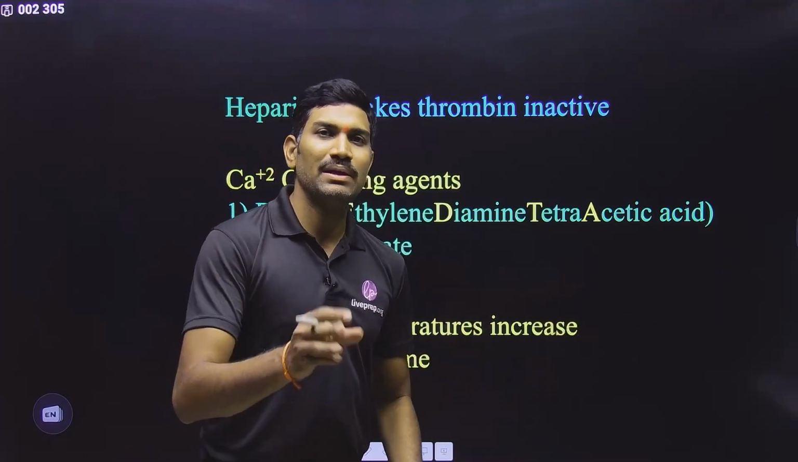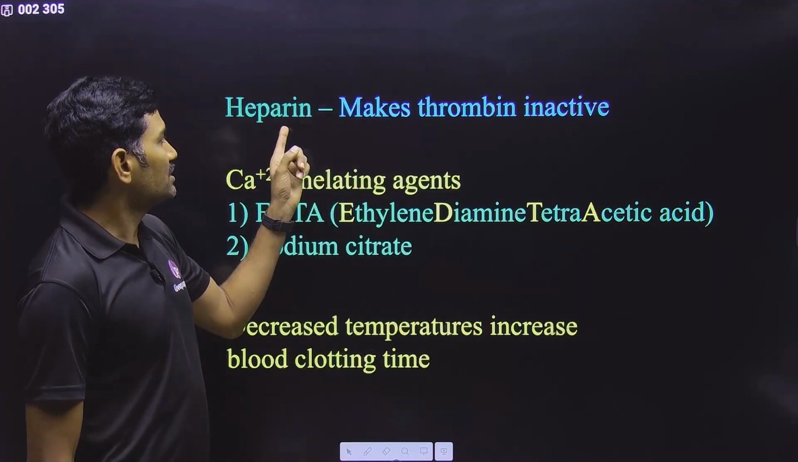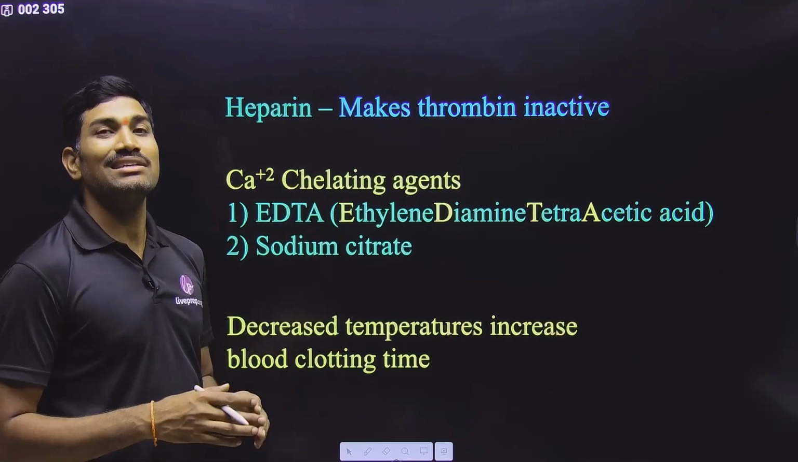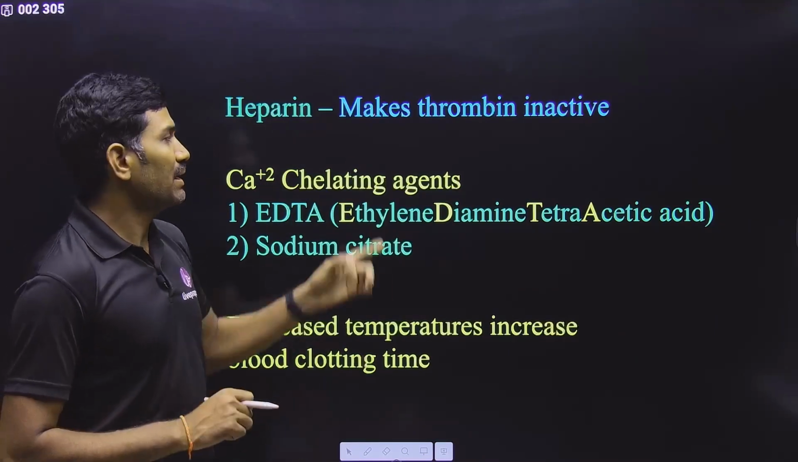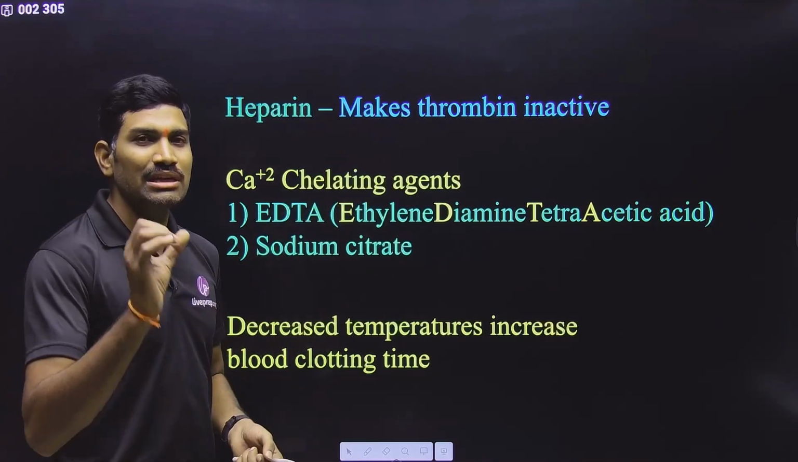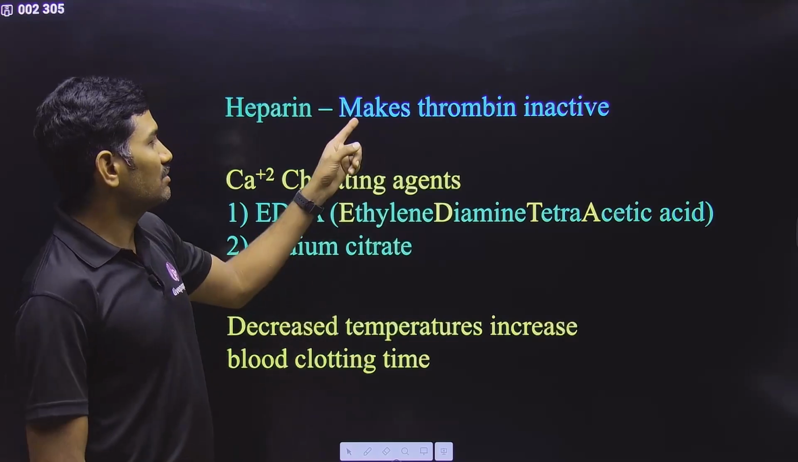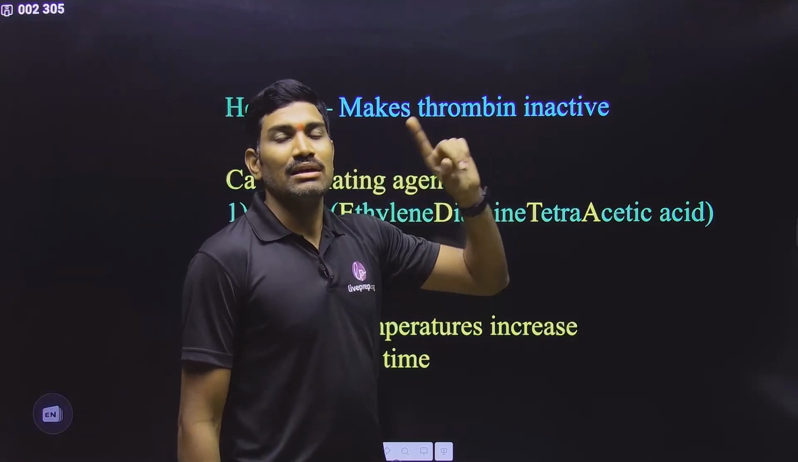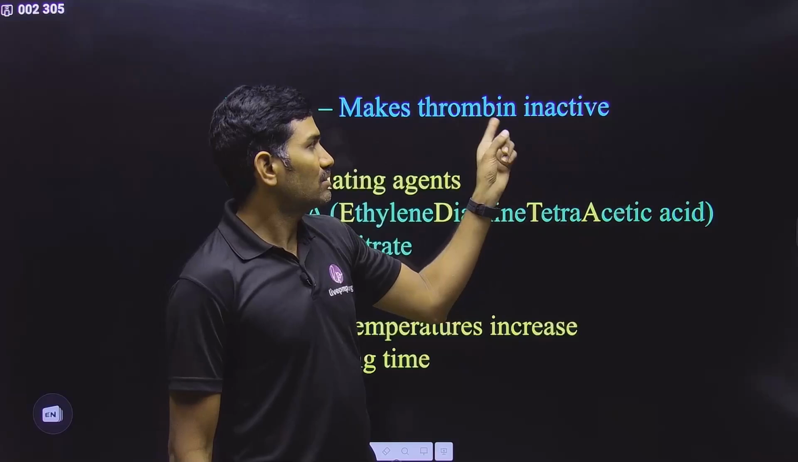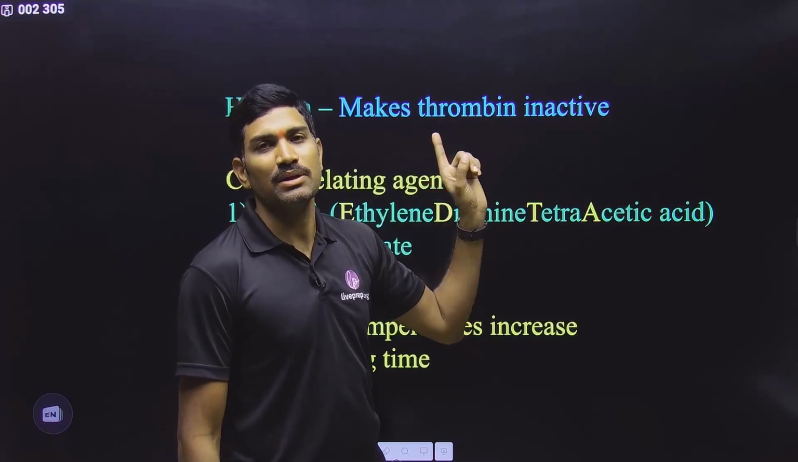Now we will see some application type of questions here. So first thing is heparin. We are saying that heparin is an anticoagulant. How is this heparin acting as an anticoagulant? Which step is it controlling? It is actually controlling the prothrombin to thrombin step, no? That step is stopped by this particular heparin.